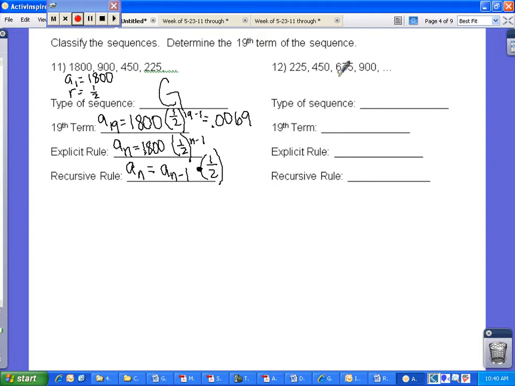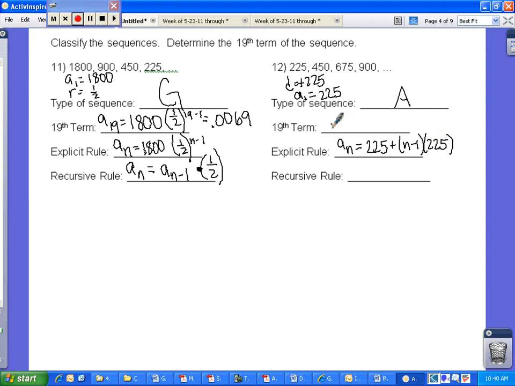Okay, and then for the next one, this is an arithmetic sequence because you're adding 225 each time, so that is your d, common difference. It also happens to be a sub 1, because it's the first term of the sequence. So your explicit rule is a sub n equals the first term, which is 225, plus n minus 1 times the common difference of 225.